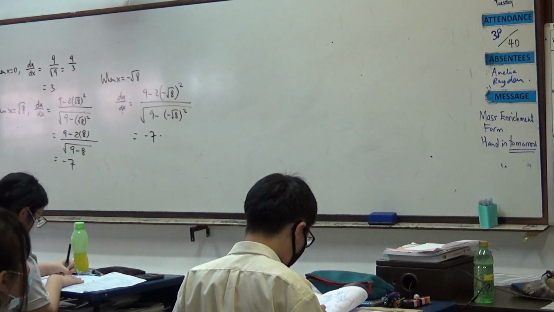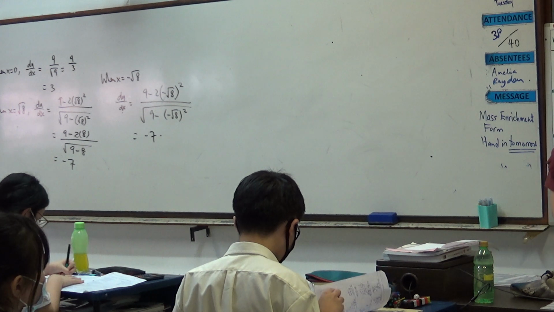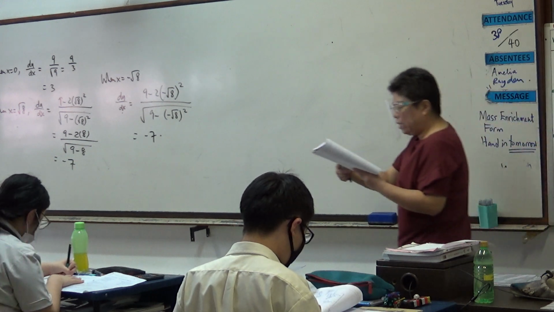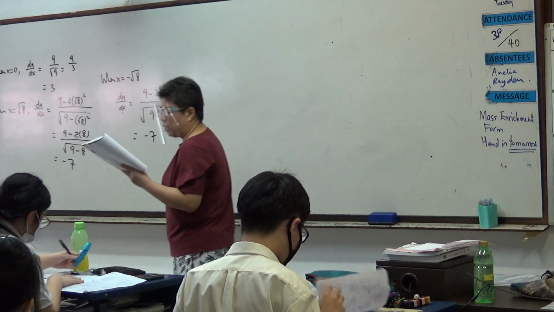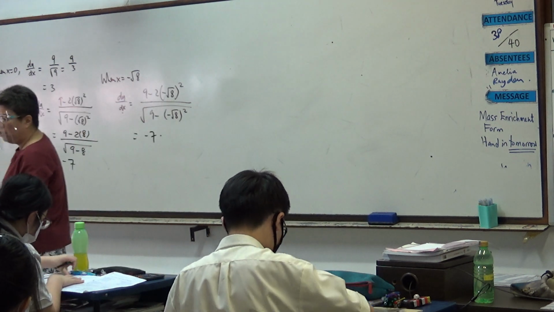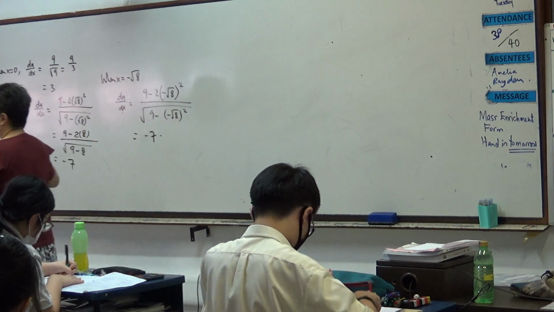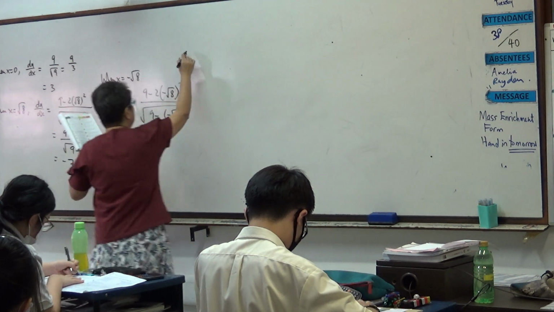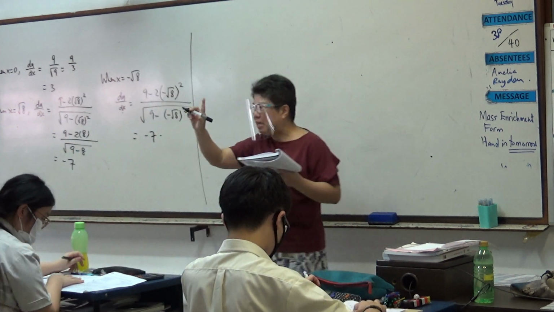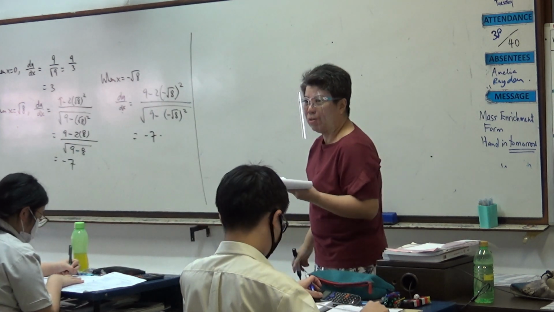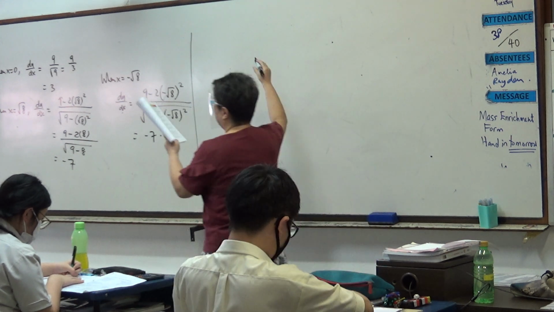Let's look at question 11. What did 11 say? Find the coordinates of the point on the curve at which the tangent is parallel to this line. Now this one looks difficult. Actually 11 is easier than 10. You understand what I'm talking about? Now all of you look up.